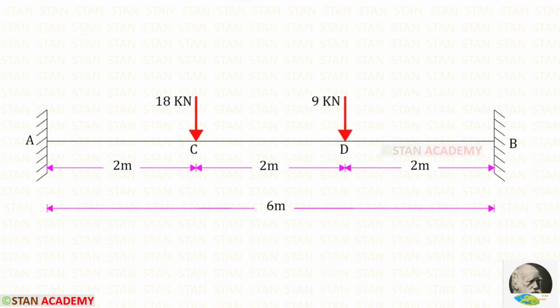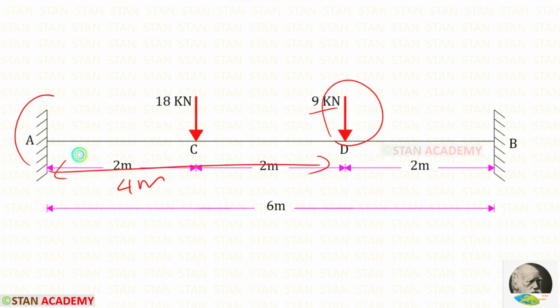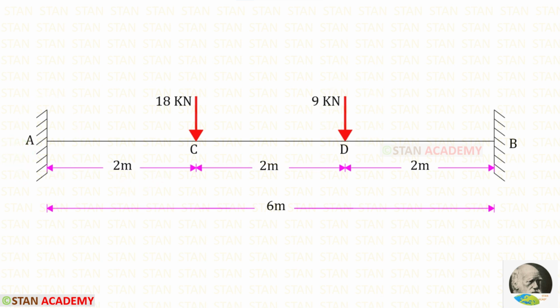In this beam there are 2 point loads, 18 kN and 9 kN. The load 18 kN is acting at a distance of 2 meter from the point A. The load 9 kN is acting at a distance of 4 meter from the point A. The total length of the beam is 6 meter. Now we are going to find the fixed end moments at the points A and B.